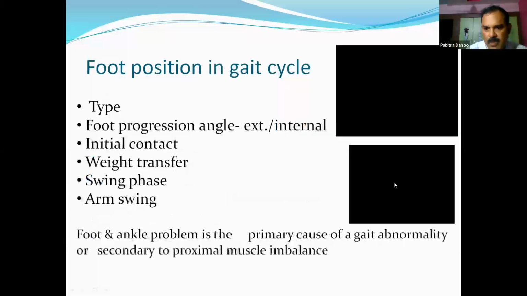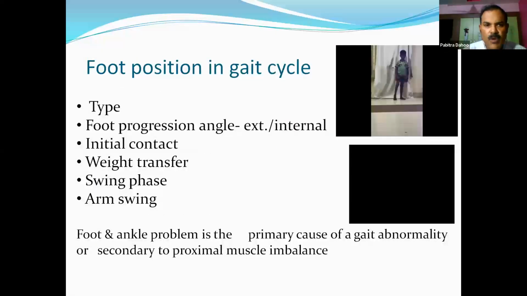Yeah, this video is not working. Okay, so you have to see what type of gait, whether the child is walking with an equinovarus gait, with a hemiplegic gait, with a crouch gait, with a jump knee gait, what type of gait the child is adopting. You have to notice it with respect to foot and ankle.